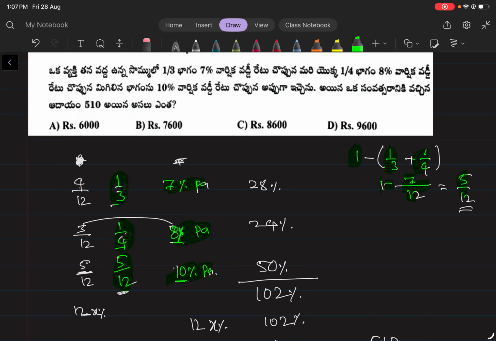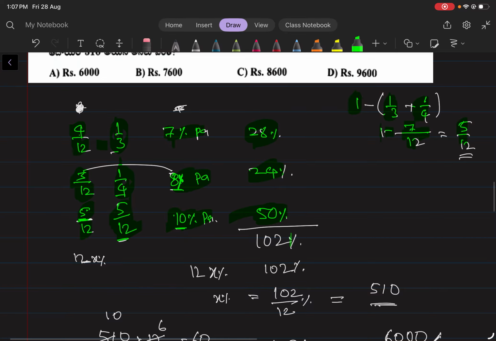So now denominators are not equal. So make all the denominators equal. Taking LCM of this, 12, here 4 will come, 3 will come. Now 4 into 7 is 28, 3 into 8 is 24, 5 into 10 is 50. So total interest we got is 102%. 102% for 12 parts of x. So for one part it is 102 by 12. So this much percent of interest means 510.